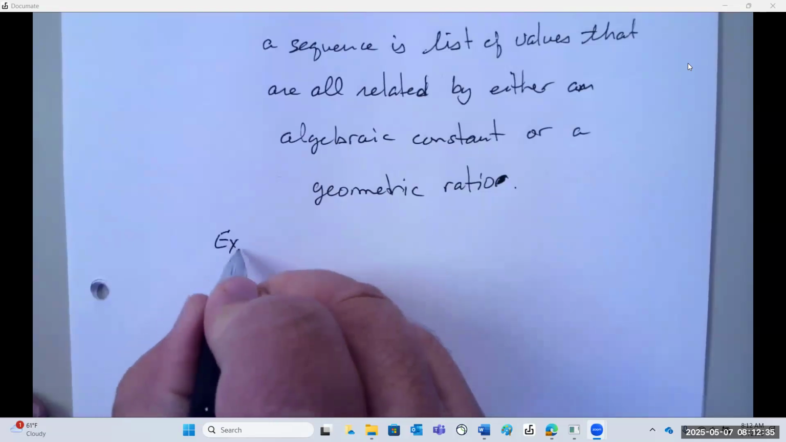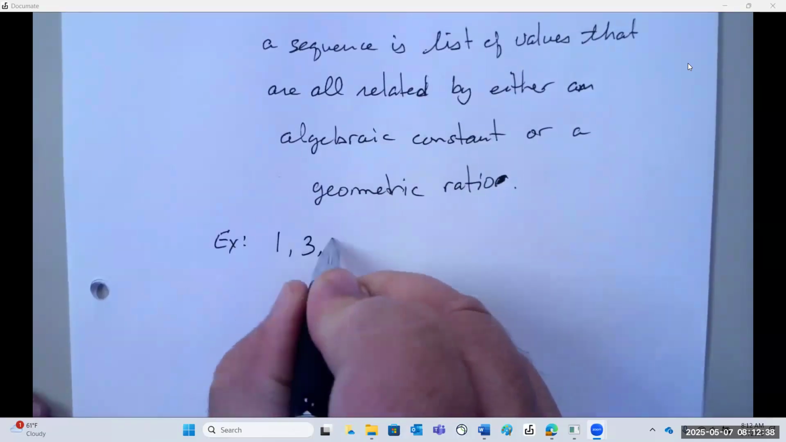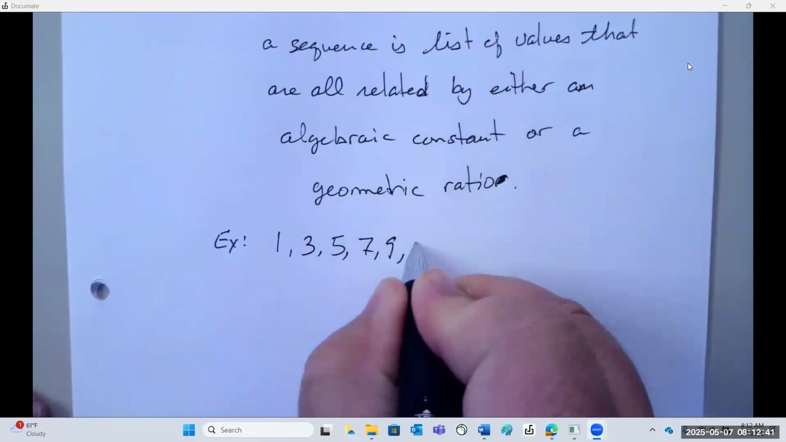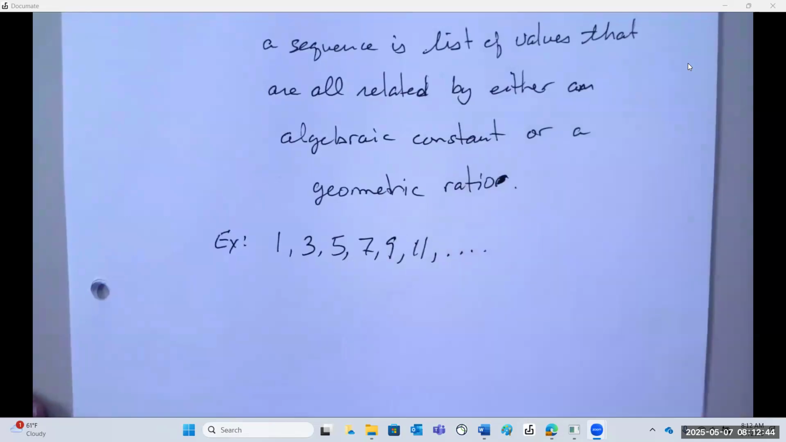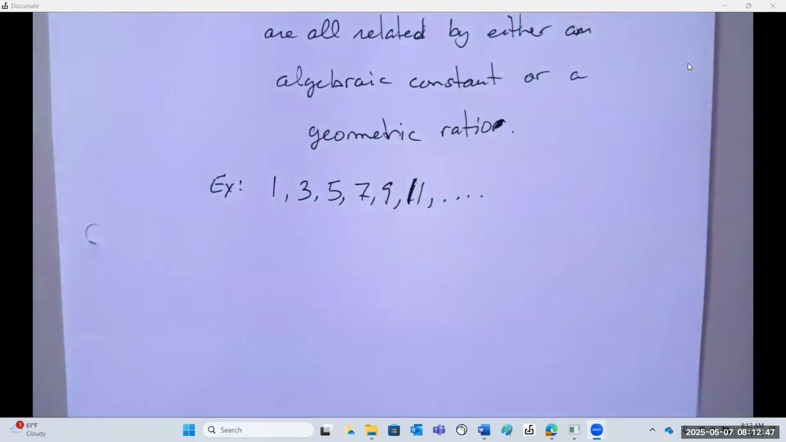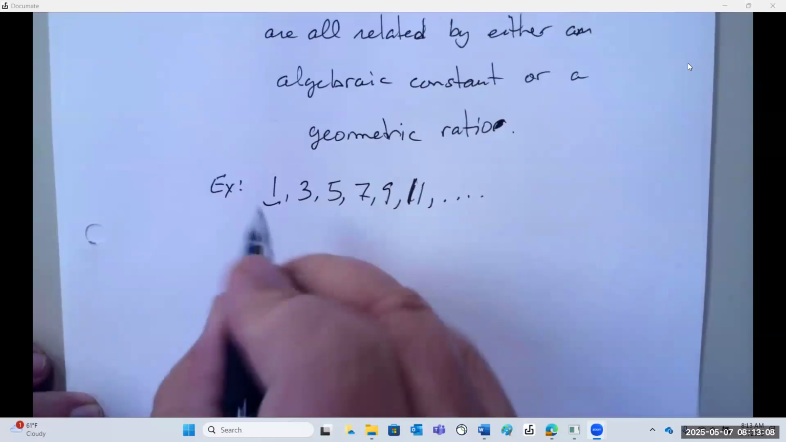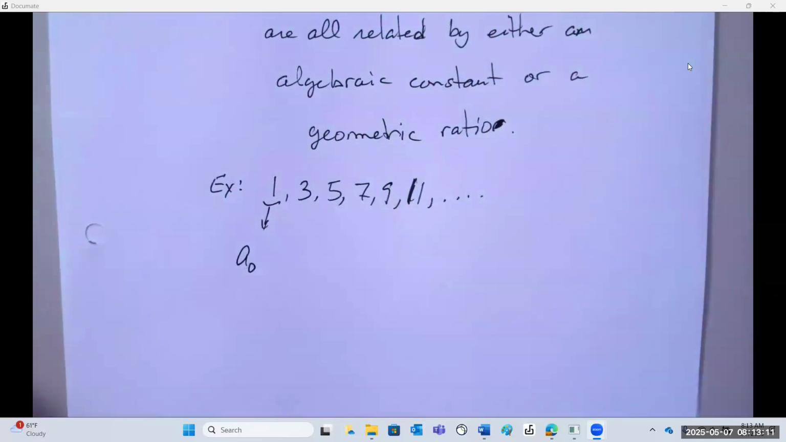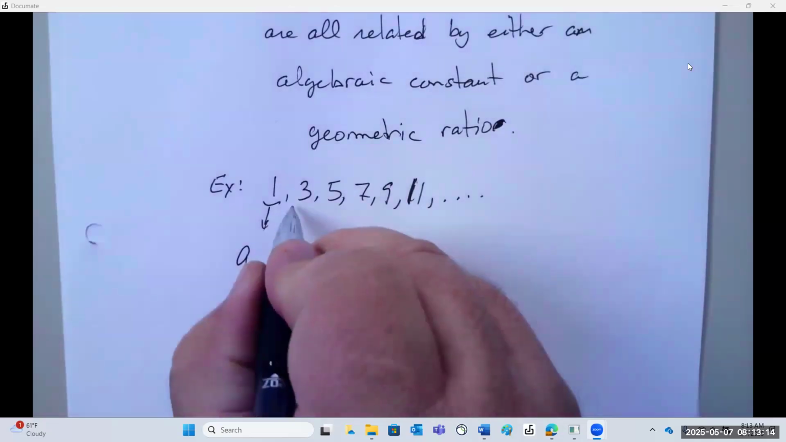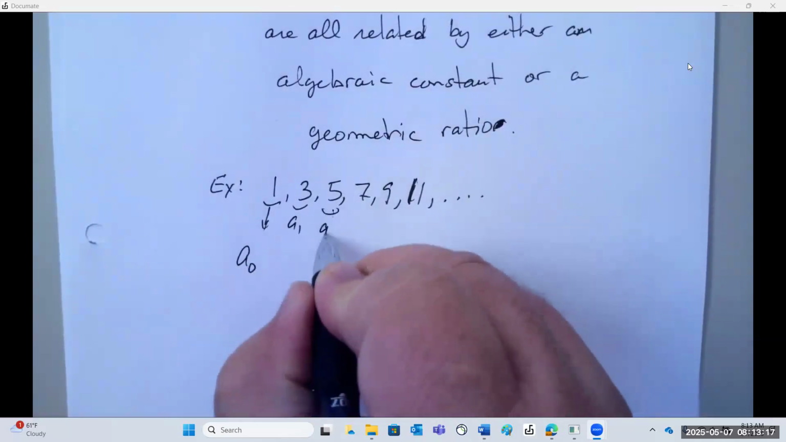For example, how are these numbers related? Okay, they're all odd, but is there a formula we can define them by? Right. So we have a beginning term. The first one we call a sub 0. And the next one is a sub 1, a sub 2, and so on and so forth.